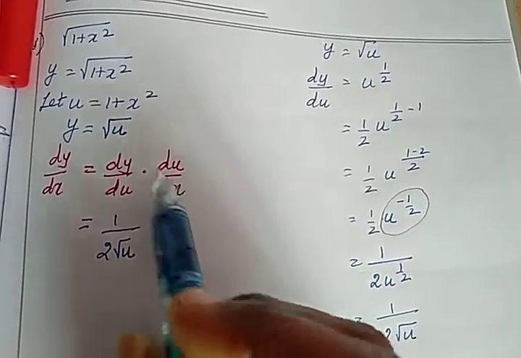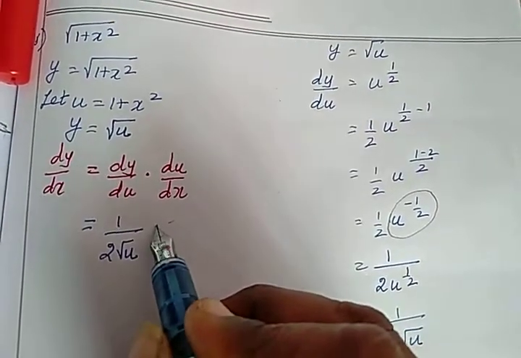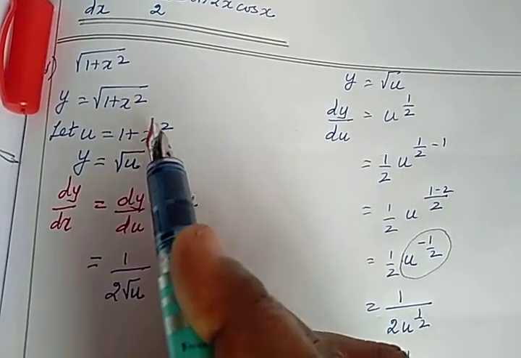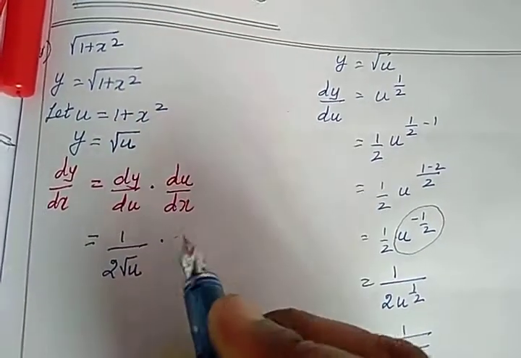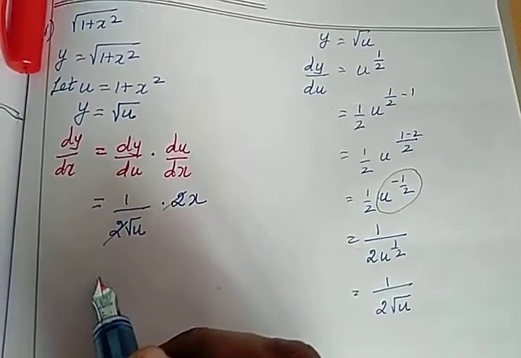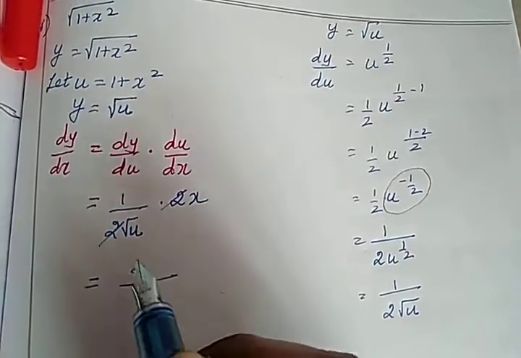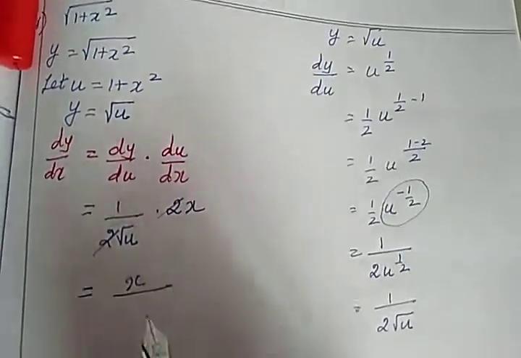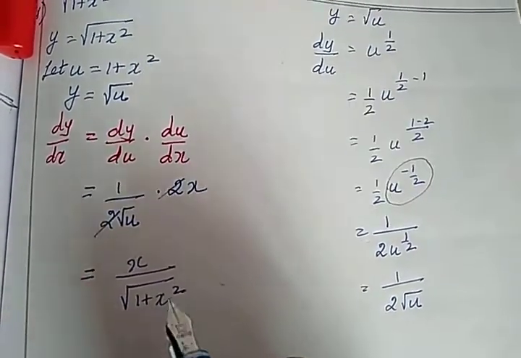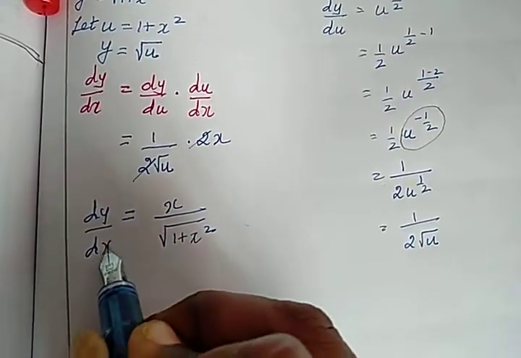Now du by dx, you are going to differentiate u with respect to x. If you differentiate 1 plus x squared, this is a constant term, so it becomes 0. If you differentiate x squared, it will become 2x. 2 and 2 will get cancelled. So what is your answer? Your answer will be x divided by, instead of u, you can substitute 1 plus x squared. So root of 1 plus x squared. This is your final answer, dy by dx.